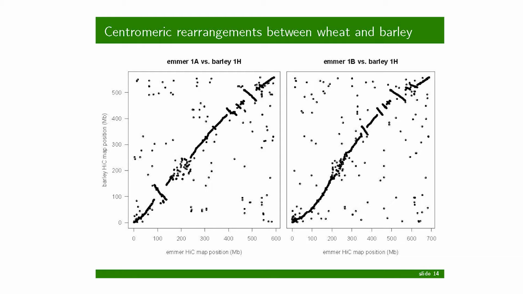This is shown here for one chromosome, where we compare chromosome 1A of EMMA with chromosome 1 of barley. We expect good collinearity, and we see this overall collinearity, but we see these inversions here. Interestingly, these inversions on the long arm are conserved between 1A and 1B, so between both subgenomes. So they probably arose before the A and the B genome diverged, but after the divergence of wheat from barley.